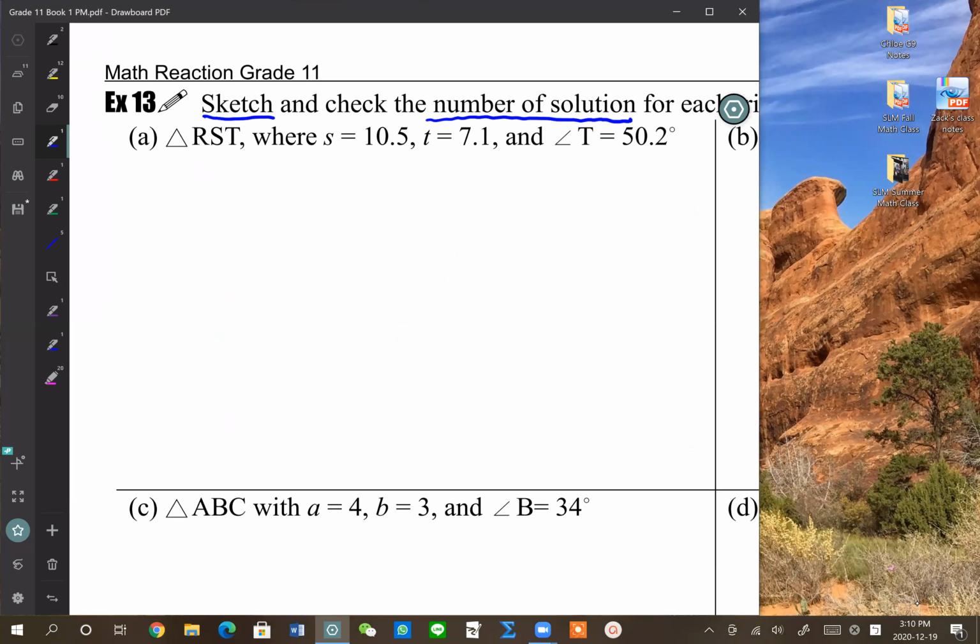Okay, so triangle RST, right? They give you an angle T. And then they give you a pair, right? That's a pair. And then the opposite one is the door. This one is the door, right? The one across it. This is the angle, and then this one is the hypotenuse, right? The door is the one that's opposite to the angle. So let's draw that out.